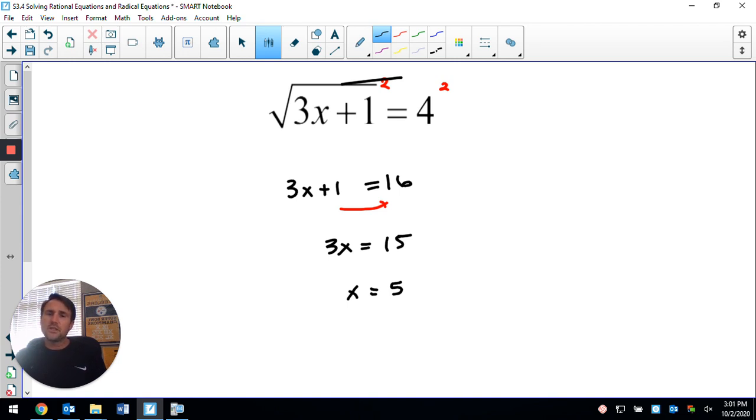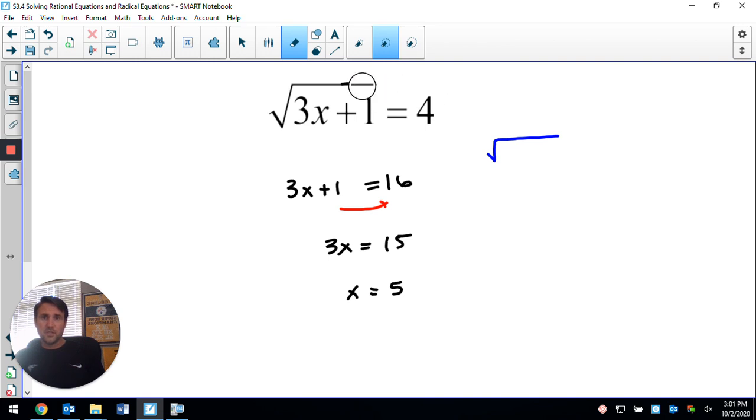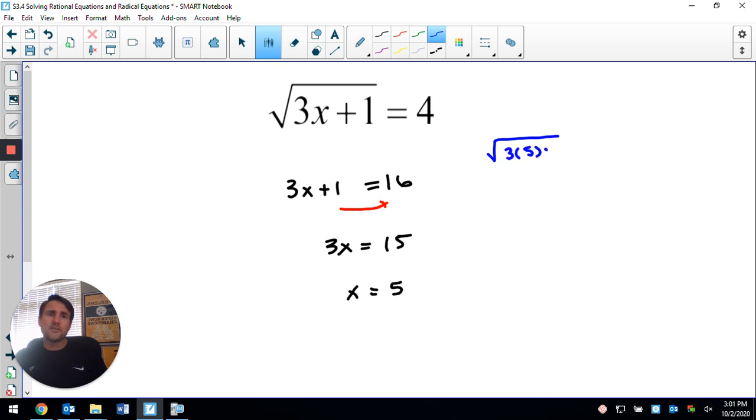Now with these, you definitely want to plug it back in and double check to make sure it works. Because on the last kind of problems where we had fractions, we kept the excluded values in the back of our mind, and we were always double checking those. Here, there are some values that we're not allowed to plug in, because our answer to this square root part was a positive 4, which means the part underneath it has to be positive. It can't give us anything negative. So let's just plug it in and double check it. So 3 times our 5 plus 1, that is the square root of 16, which is 4. So this one checks out.